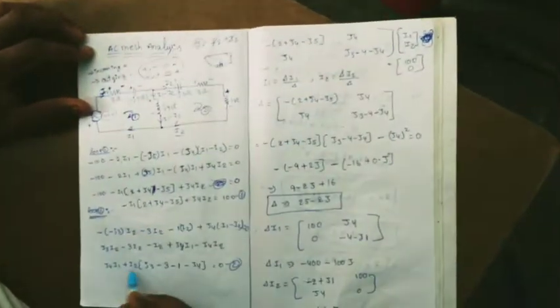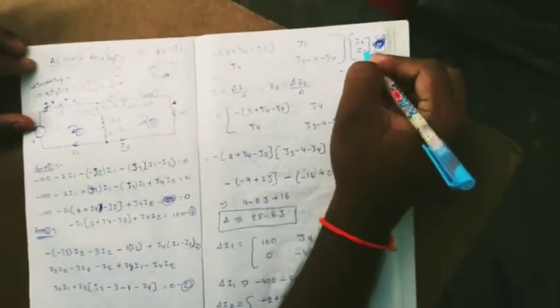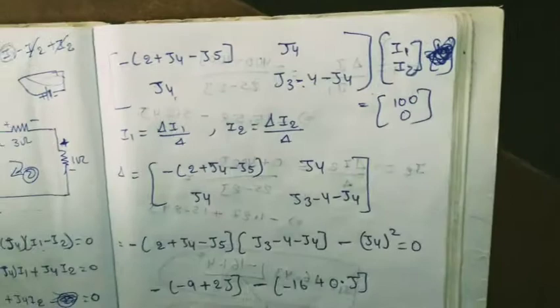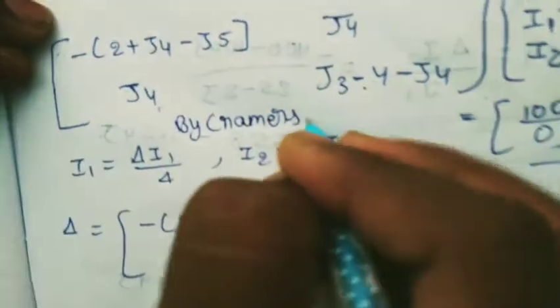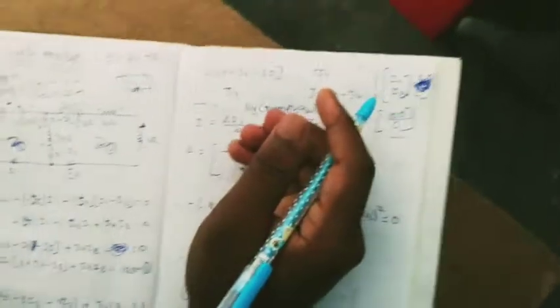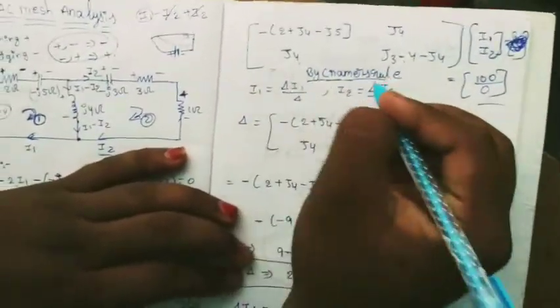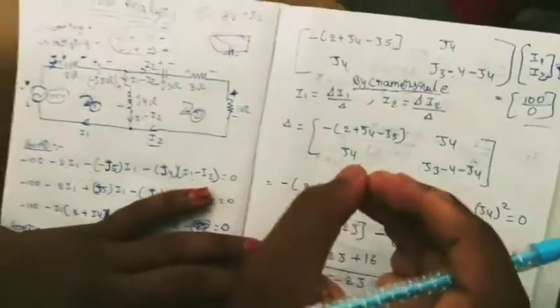This is simple: it is minus 2 plus J4 minus J5 and J4 over here, and I make these points over here also. I have made this over I1 I2 and equals 0. We get the 100 and 0 values, so I write here 100, 0. So by Cramer's rule we can solve this. Whereas in the previous problem we could simply solve it with small equations, here it is an AC supply, so we have to use Cramer's rule.